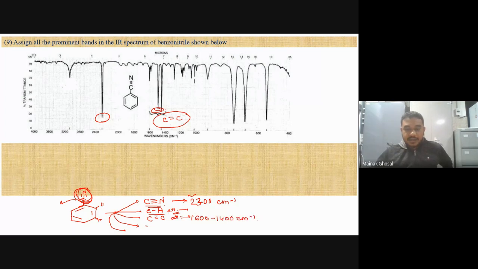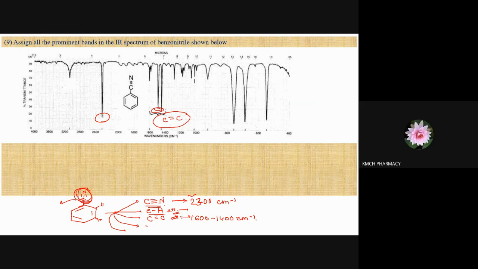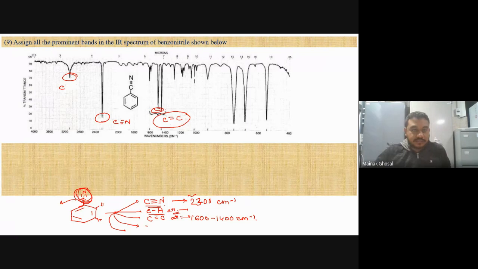Now one thing is missing, which is aromatic CH. Where should it come? Around 3100 centimeter inverse, exactly. So this is C≡N, and this is CH. Since it is sp2 carbon, it is sp2 CH.